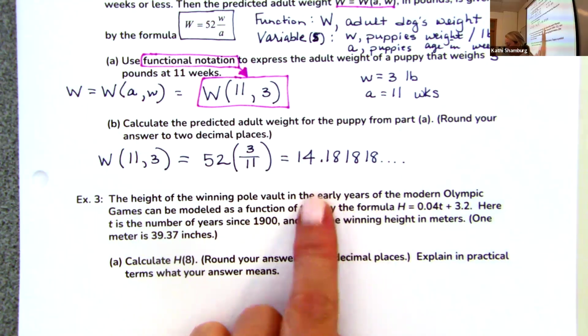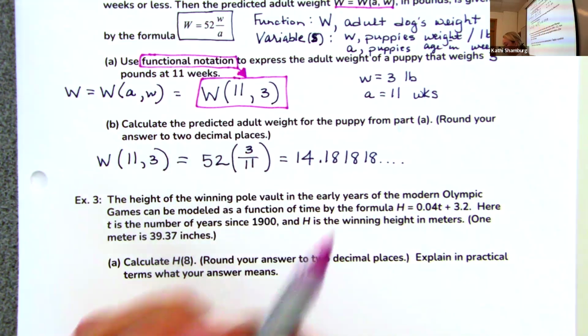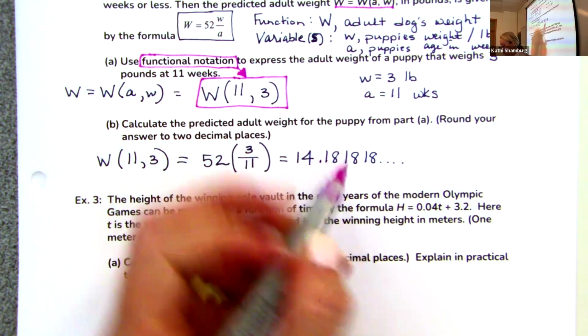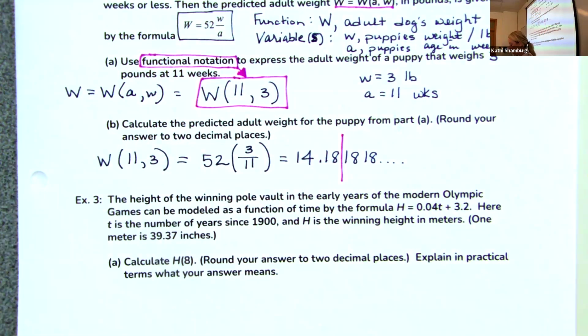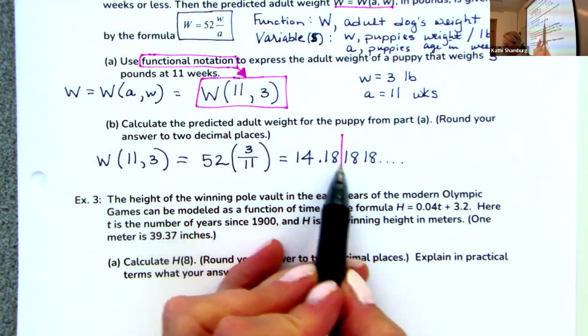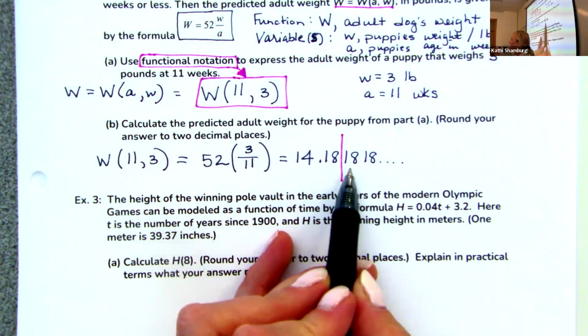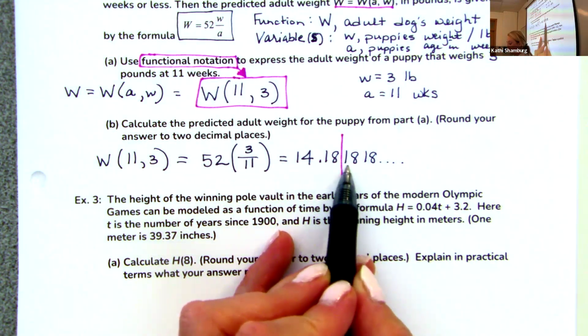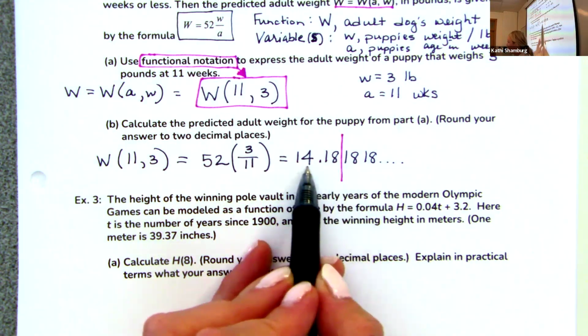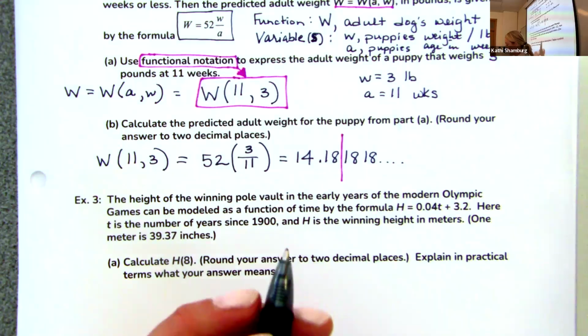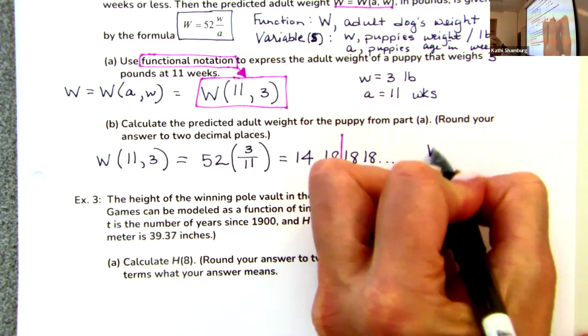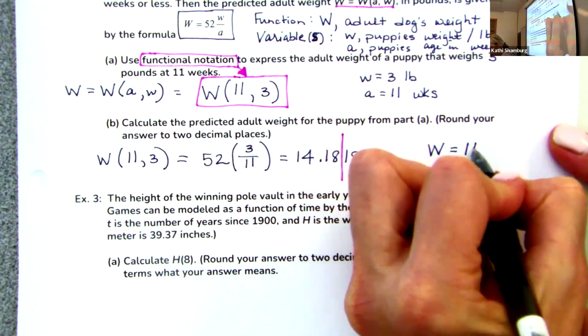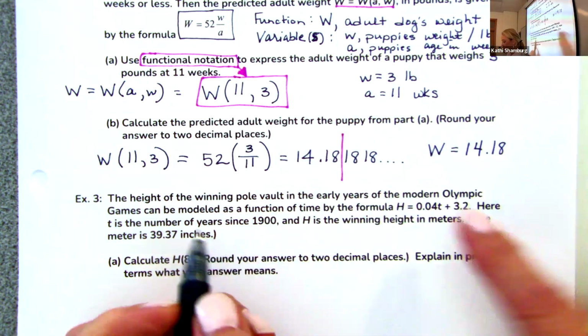Now, notice it says round your answer to 2 decimal places. So here's the decimal point, 1, 2. So I'm going to round my answer to 2 decimal places. We're going to use normal rounding rules. Those of you that may have forgotten, I look to the next number. If it's a 5 or larger, I would have 14.19. Since that is smaller than 5, I leave it 14.18. So we get that W equals 14.18. So this is my function.